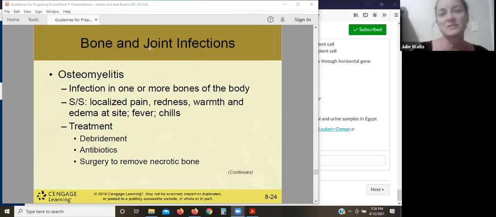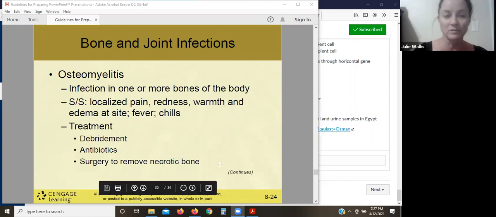Bone and joint infections is, I think, the last set. Osteomyelitis is one example where you have an infection of one or more bones in the body. You can have localized pain, redness, warmth, and edema or swelling at the site. You can have fever and chills. Treatment is debridement, again, removal of the damaged tissue, antibiotics, and surgery to remove the necrotic bone. Again, that's dead bone, so that would be if the infection has severely damaged the integrity of the bone tissue.